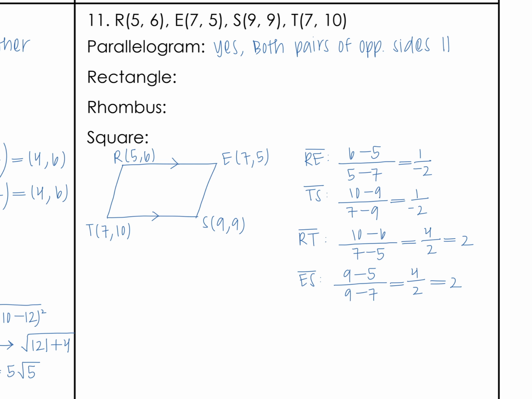Okay, then we have a rectangle. Well, based off what we just showed, we actually are answering both questions. This is a rectangle, yes, because if we look at the consecutive sides, we've got that, for example, RE and then RT. So these two here, you'll notice we have a slope of negative 1/2 and a slope of 2. They are perpendicular to each other, so yes. And my answer is just consecutive sides are perpendicular.